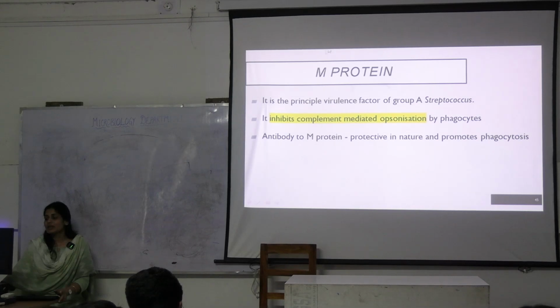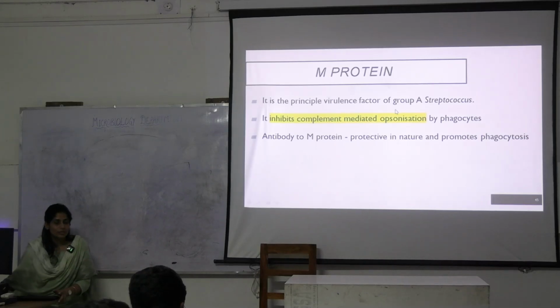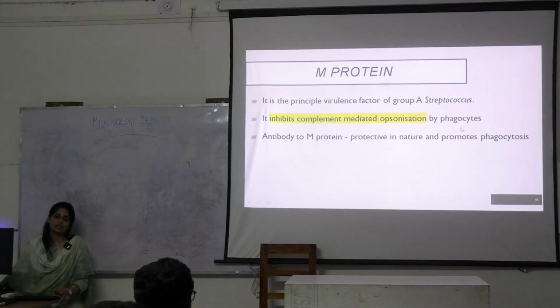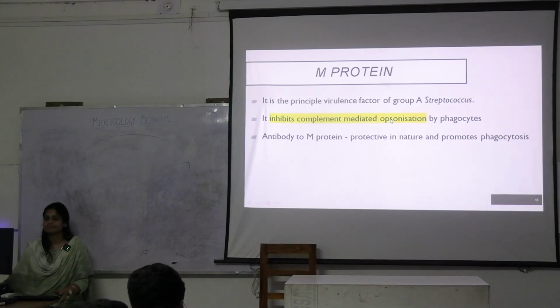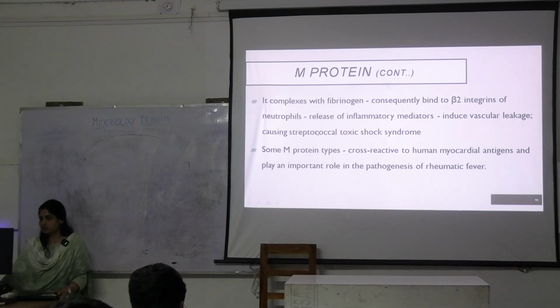Then we discussed M protein. It is the principal virulence factor of group A streptococcus. That is why we were classifying them based on M protein also. Then what does it do? It inhibits complement mediated opsonization by phagocytes. In case of staphylococcus, who was doing this? Protein A. What was the name there? Protein A. Okay. Same thing can be seen here.